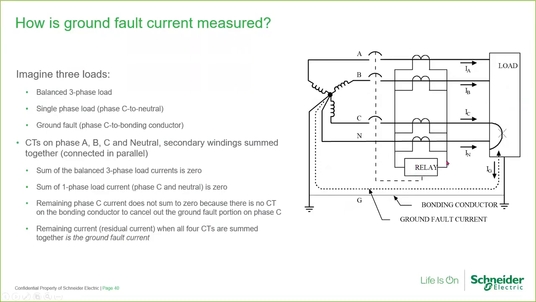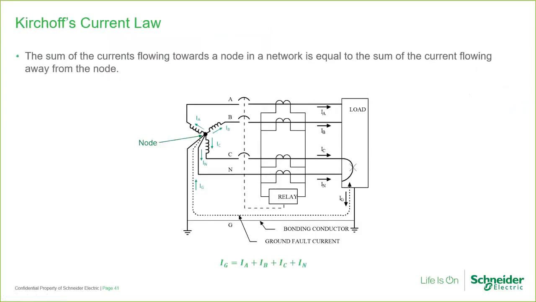So what flows through the relay here is a residual current from the secondaries, and that residual current represents the ground fault current. It's proportional to the ground fault current because it's divided by the CT turns ratio. So ground fault current divided by the CT turns ratio is the residual current coming out of these CTs. Kirchhoff's current law also shows that the ground fault current equals the sum of the phase and neutral currents. The sum of the currents flowing towards a node in the network is equal to the sum of the currents flowing away from the node.